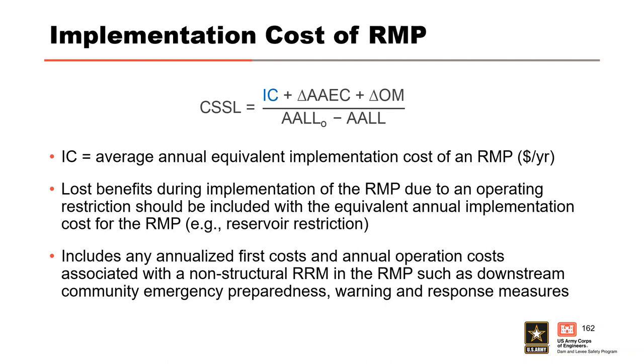This term also includes any annualized first costs and annual operation costs associated with a non-structural risk reduction measure in the RMP, such as downstream community emergency preparedness, warning, and response measures.